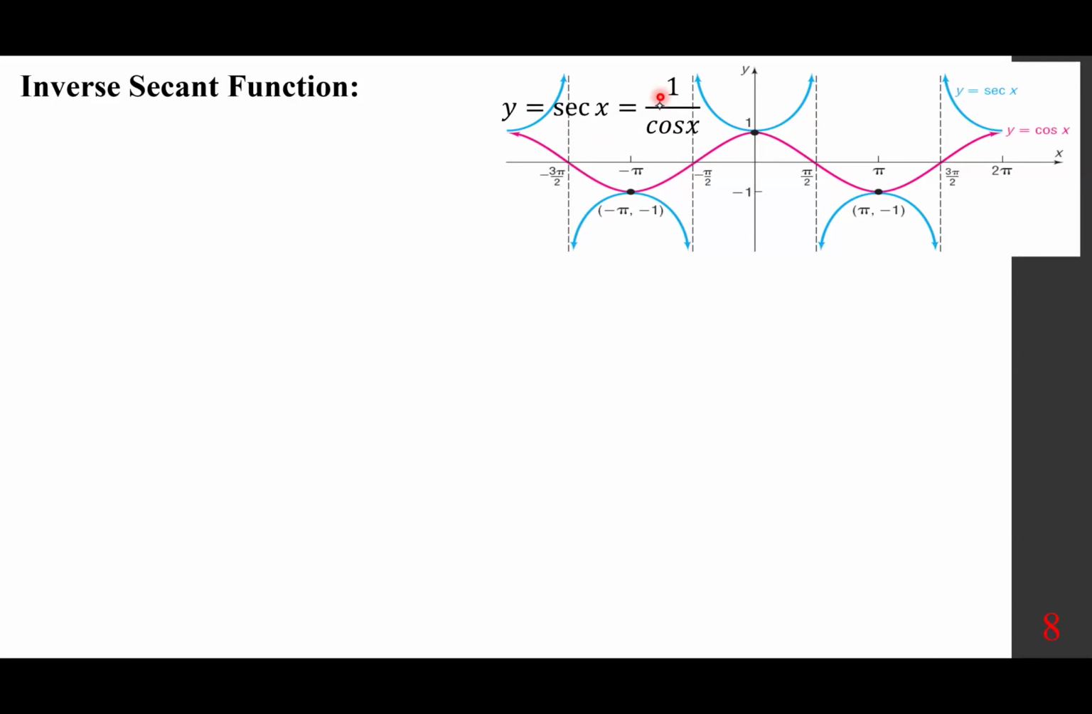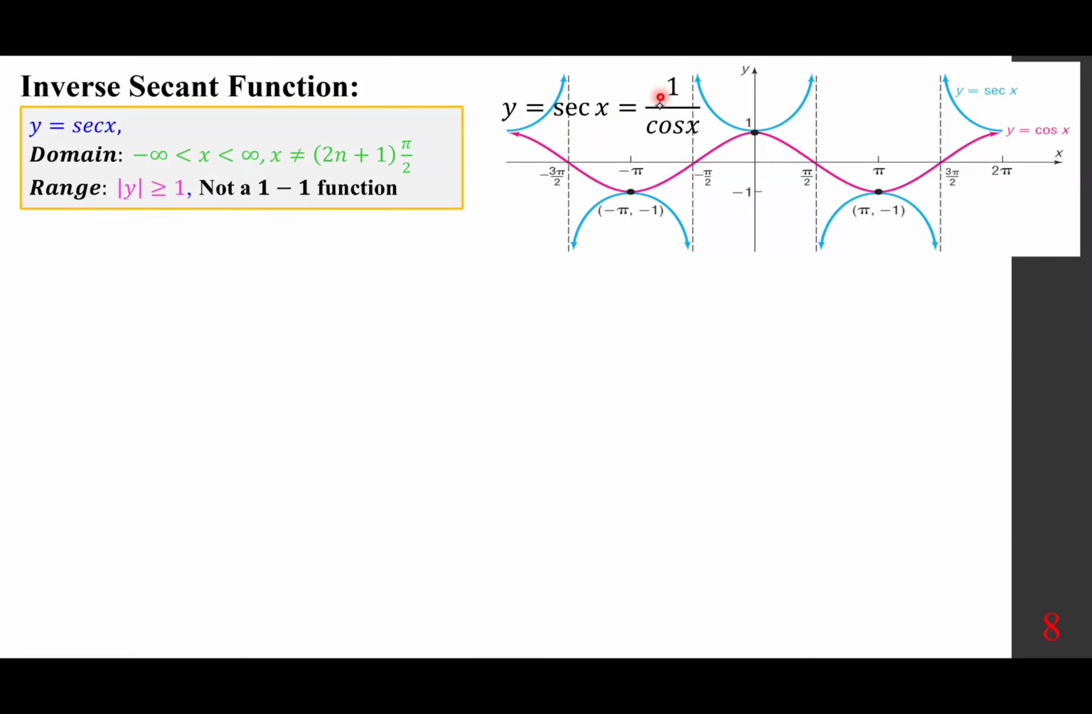Just like any other trigonometric function, secant is periodic. It fails the horizontal line test. It's not a one-to-one function. So here's what's happening with secant. Y equals secant x. Domain is all real numbers, except x can't be odd multiples of pi over 2, because cosine becomes 0, and those give rise to vertical asymptotes.